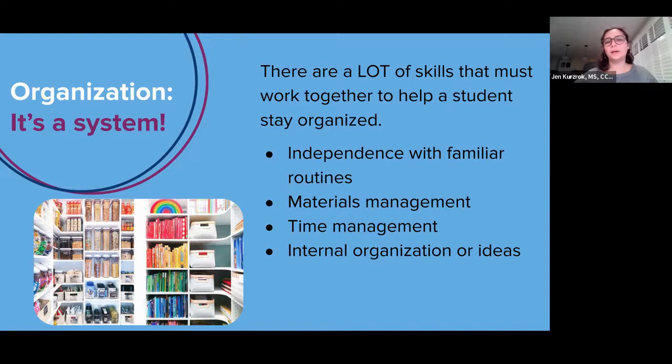And so when we're talking about the cognitive skill of organization, what we really want to aim for is there being a system, not just knowing where everything is because that's where I put it down and I have a really good memory, but knowing where everything is because there's a logical place that it goes if it's a material, or knowing when I'm supposed to do something because there's a logical schedule that I've imposed on my day. And there are a lot of skills that go into keeping a student organized, which we're going to touch on briefly each, which can be independently engaging in routines, managing materials, managing time, which is a big one, and then organizing our ideas internally.